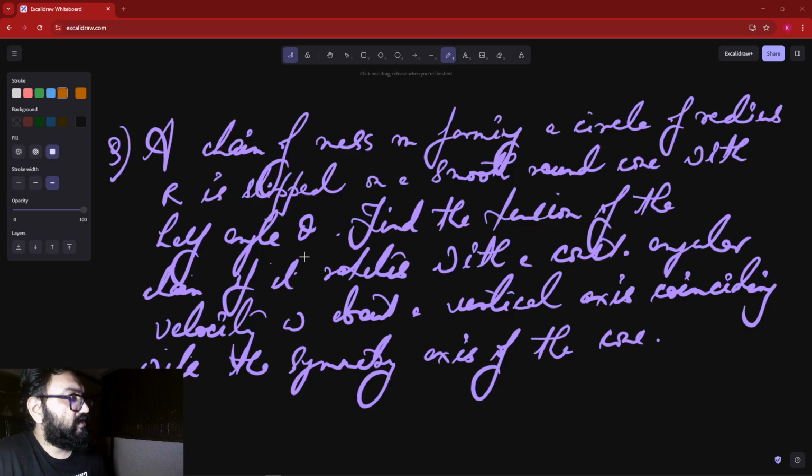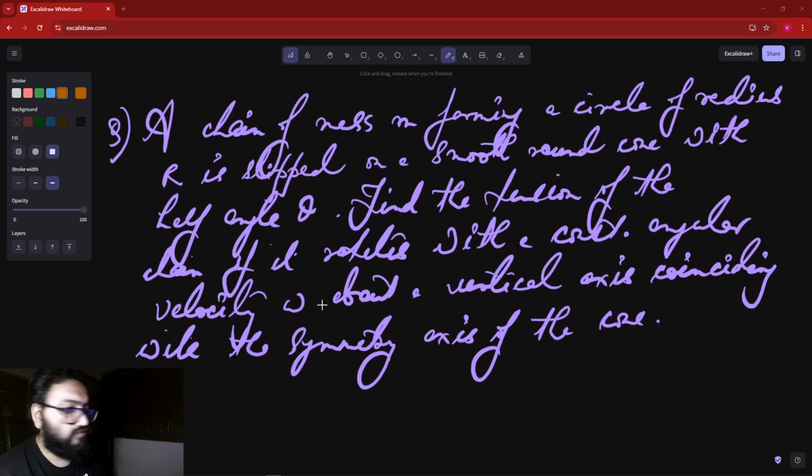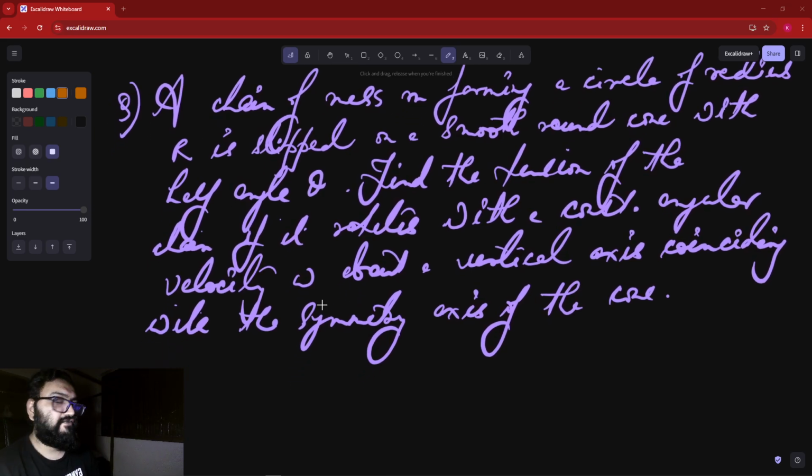So in this problem I have a chain of mass m which is forming a circle of radius r, and it is capable of slipping on the smooth round cone with a half angle theta. Find the tension of the chain if it rotates with a constant angular velocity omega about the vertical axis coinciding with the symmetry axis of the cone. Okay, so I've read the question. Let me draw the diagram and explain to you what exactly it says.